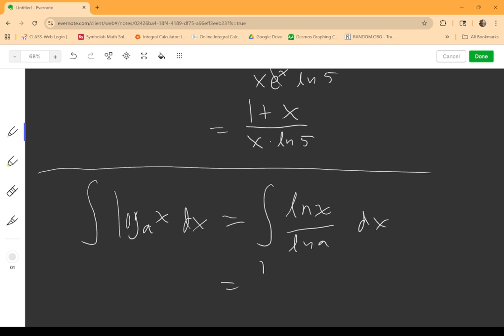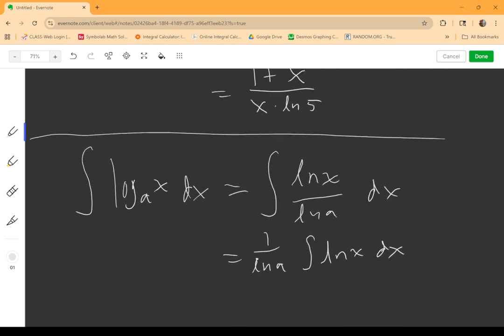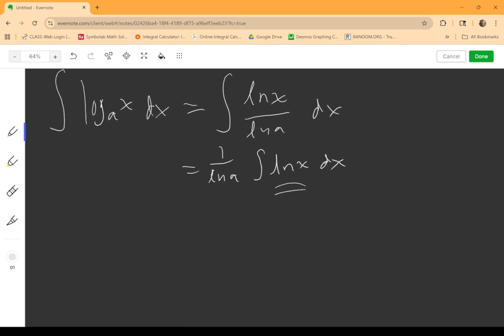And 1 over ln of a is just a constant, so I could even do this, ln of x dx, but I don't know how to do this yet, right? I know how to take the derivative of that, but the integral of that is something that I just don't have the tools for yet. Okay, so we will develop them in the next chapter, chapter 8, where we go through all the different types of integration techniques. But for now, just realize that this, as well as just the natural logarithm, we don't know how to find the integral just yet.